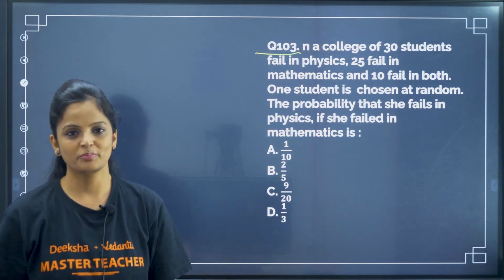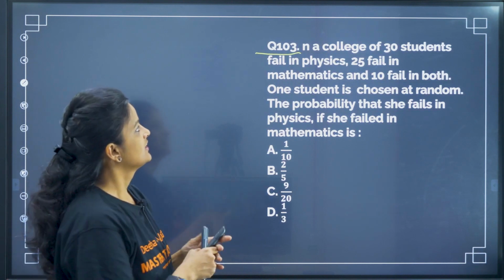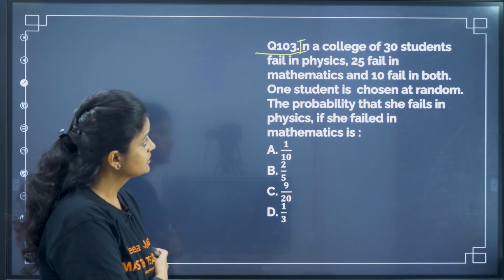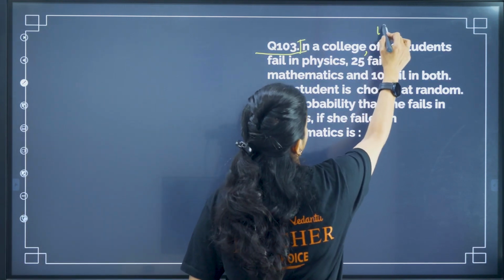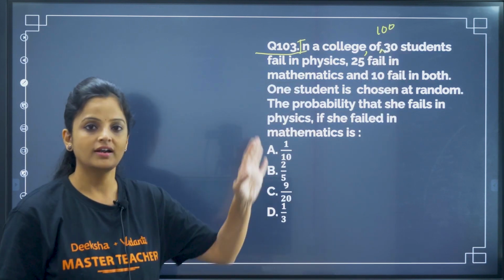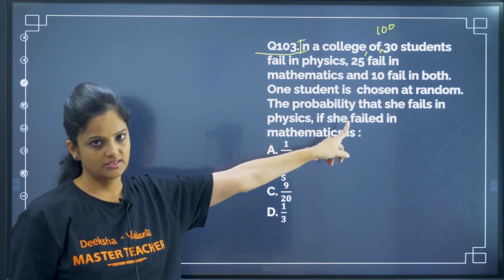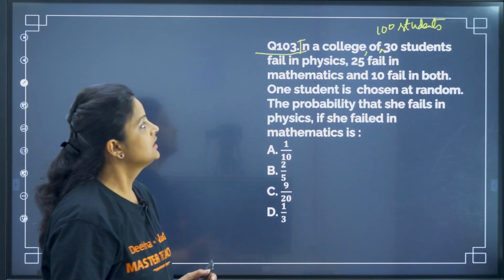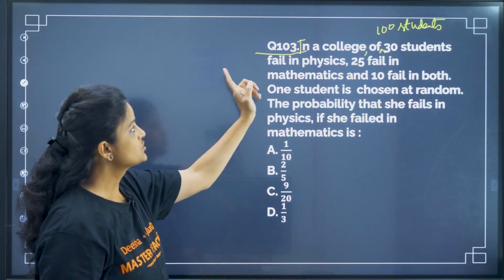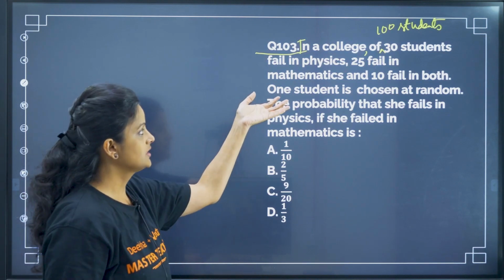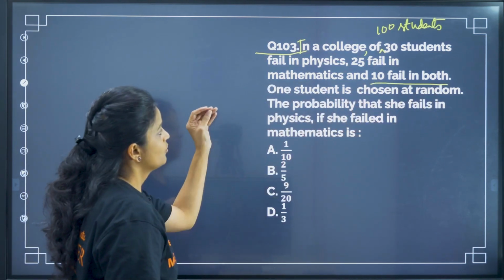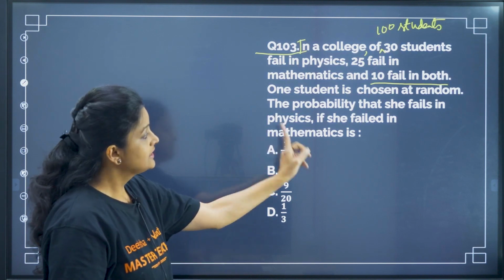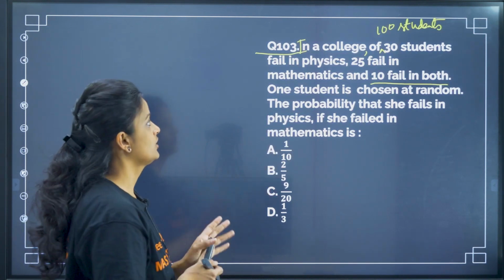103. On which topic? Sets. Very simple. A number is missing. In a college of 100 students, 30 students fail in physics. Okay, complete the question. I think in the question paper it is given properly. In a college of 100 students, 30 students fail in physics, 25 fail in mathematics, 10 fail in both. One student is chosen at random, probability that she fails in physics if she failed in maths also. Okay, both are important subjects.